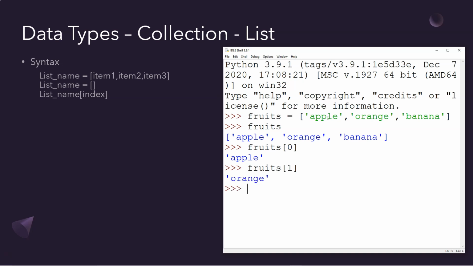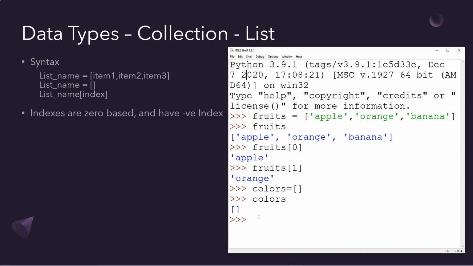In this case, we defined the list with 3 fruits already. We can even define a list as an empty list. So let's say colors equal to empty brackets. This way also a list is defined, right? But this is an empty list, nothing is there in it. So lists are index based. Indexes start from 0, and they also have a negative index.